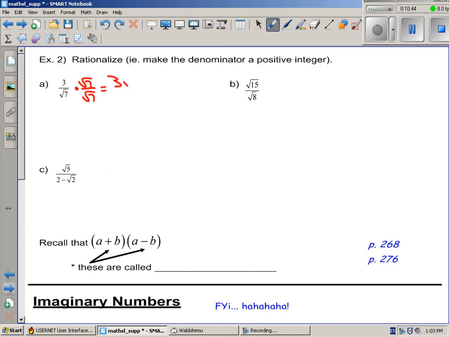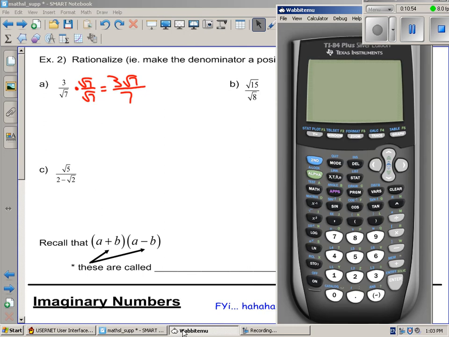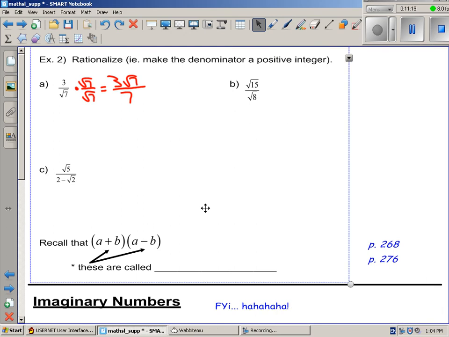That means my top is 3 root 7, and my bottom is root 7 times root 7, which you could call root 49, or better yet, just the number 7. Now, throw it in your calculator, see what the decimal approximation is. 3 divided by square root of 7 is 1.13. And if I have 3 root 7 divided by 7, guess what? It's the exact same thing. So two ways of writing the same expression.